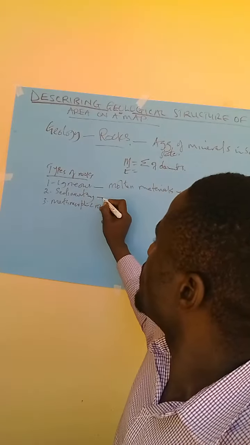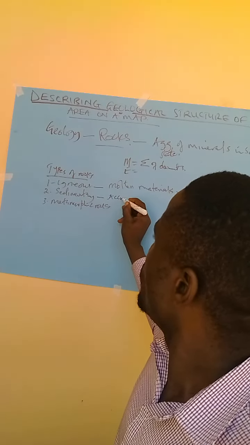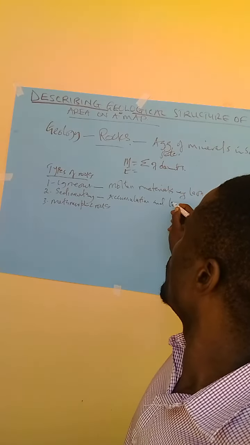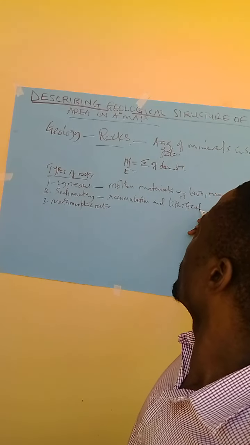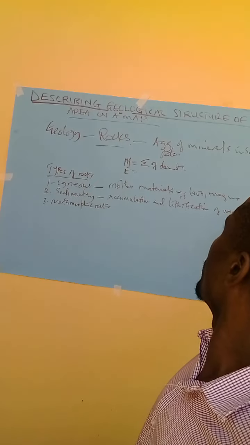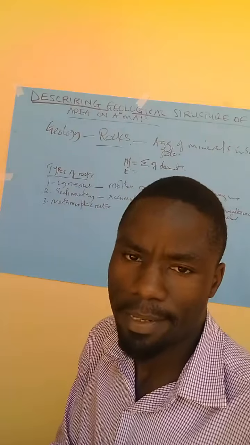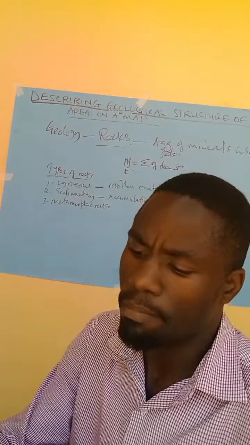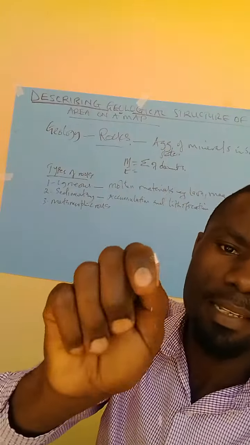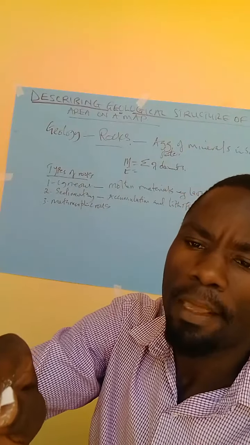We have sedimentary rocks. These are rocks that are formed due to accumulation and lithification or cementation of weathered particles. So this is the rock that comes from sediments. These are broken particles or fragments. If I break this, then this is a sediment. Now if I get a number of sediments, I put them together to form a rock.